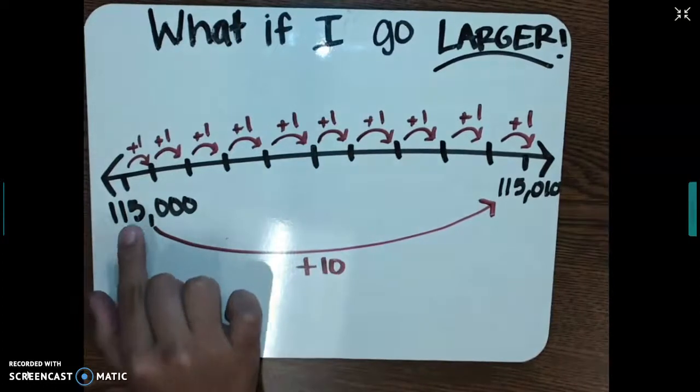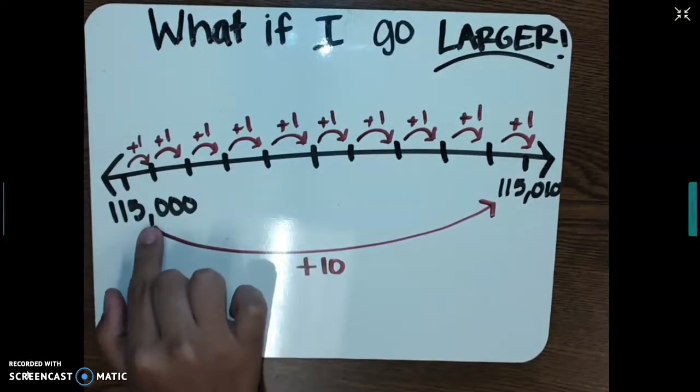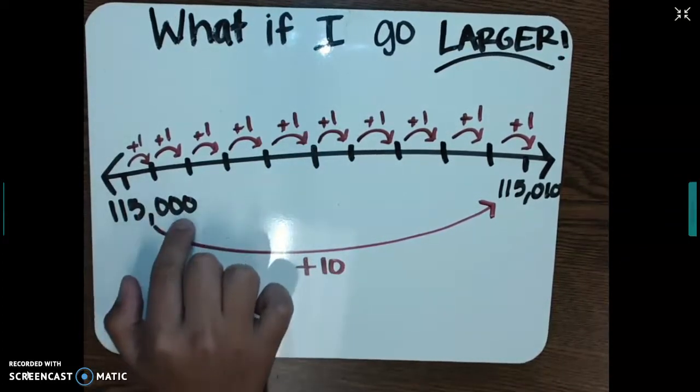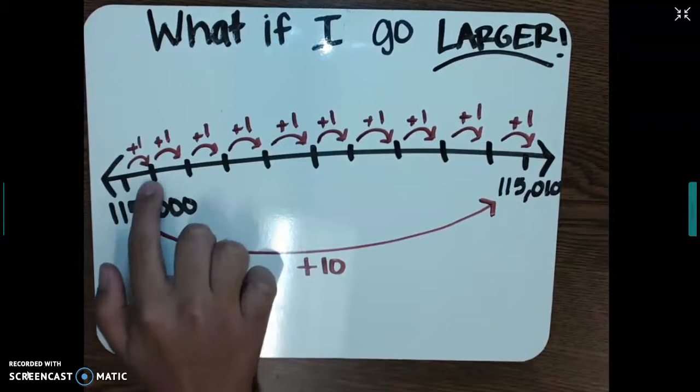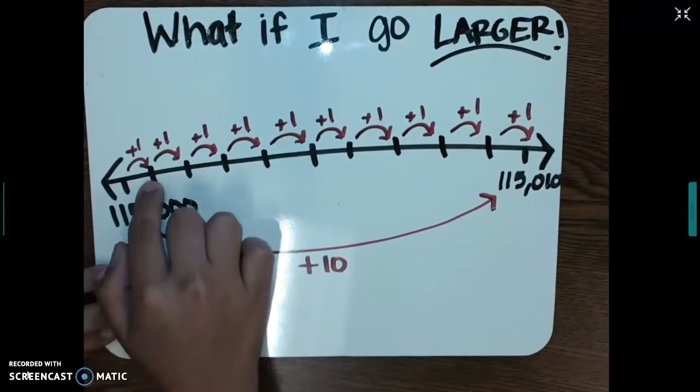So 115,000. What do you think comes next if I add 1? That answer is 115,001. Okay, I'm going to count through and then I'm going to show you those numbers written out.